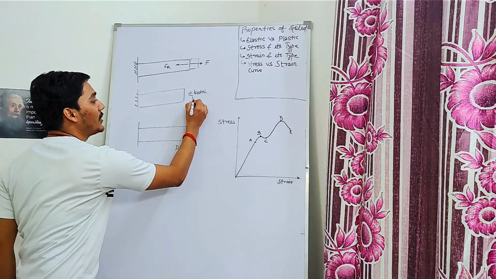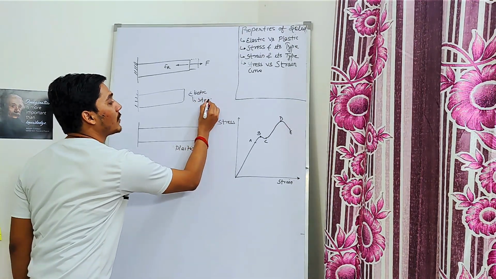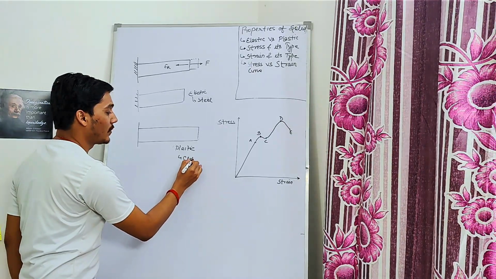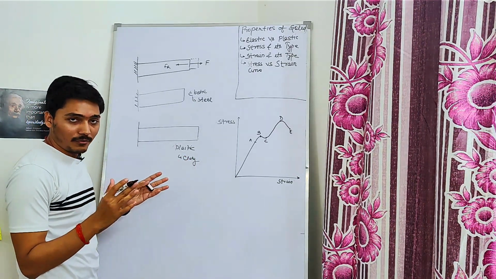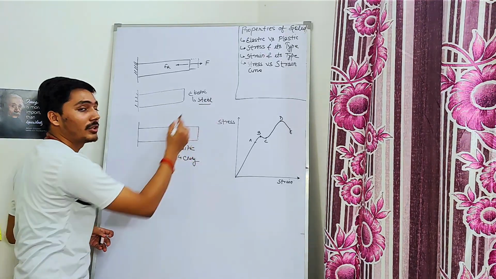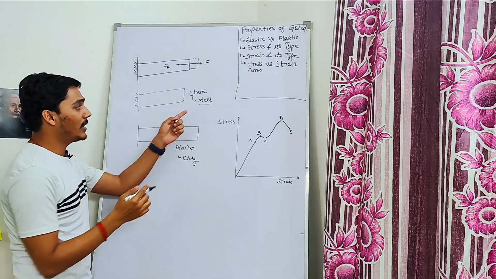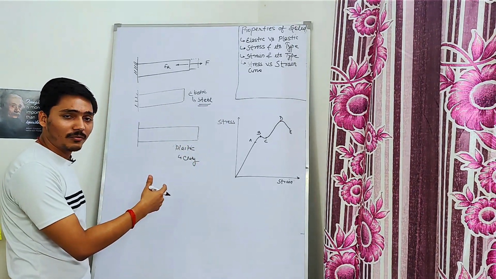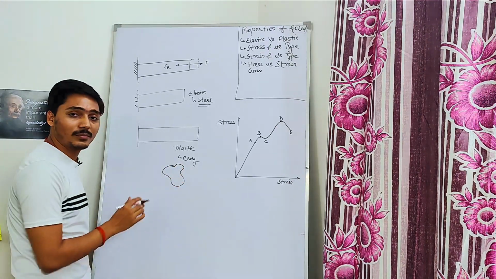The example of elastic materials is steel, and the example of plastic material we can say is clay. Steel is something like, when we are applying some forces, it will have some deformation, and once we are removing the stresses, it will again regain its shape. And on clay, if we apply some forces, it will deform and it will remain in whatever shape it has been deformed to.